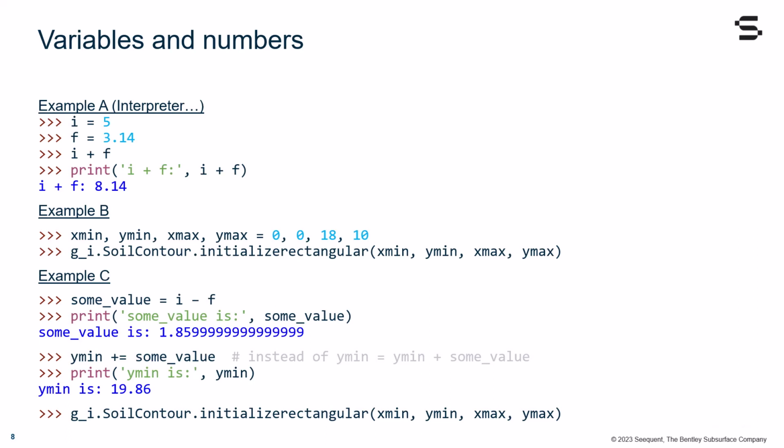Moving to example B, you can see how I can assign multiple variables in one line. xmin is set to 0, ymin also to 0, xmax is 18, and ymax is set to 10. Someone will already remember that these are the first settings in PLAXIS project properties. Having assigned these variables to a specific value, I can now run a command in PLAXIS via Python to set up the soil contour in my model.